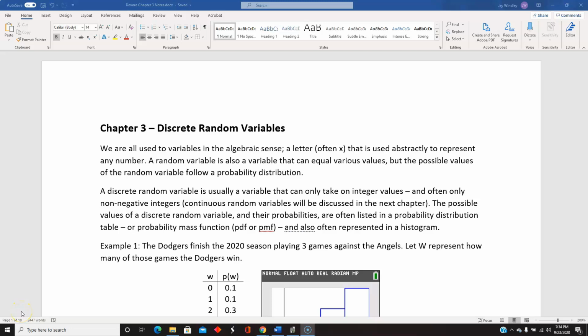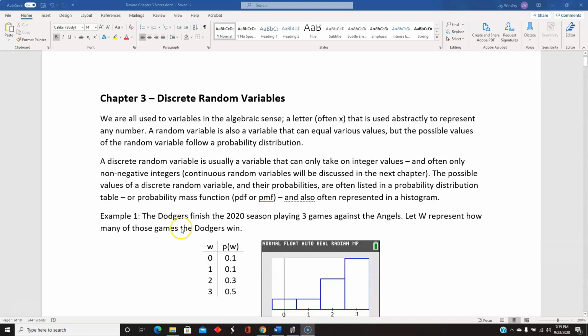A random variable is a variable that can equal different values according to some probability distribution or some random event. In the next chapter, we're going to talk about continuous random variables, but in this chapter, we're talking about discrete random variables. Usually, discrete random variable means it can only take on positive integer values. So here's a couple examples.